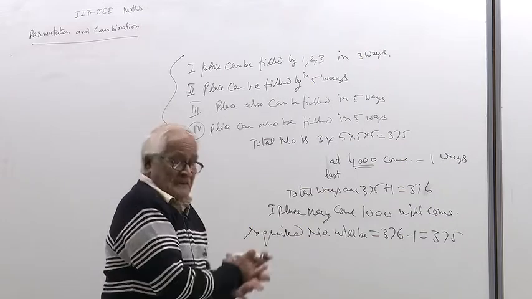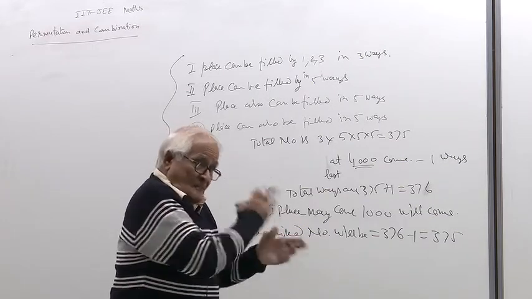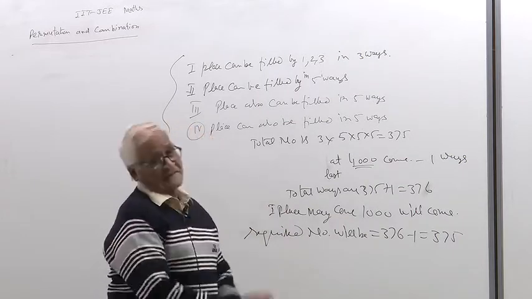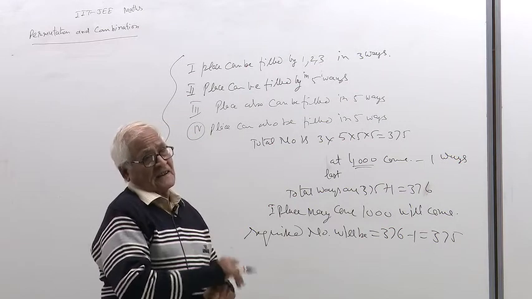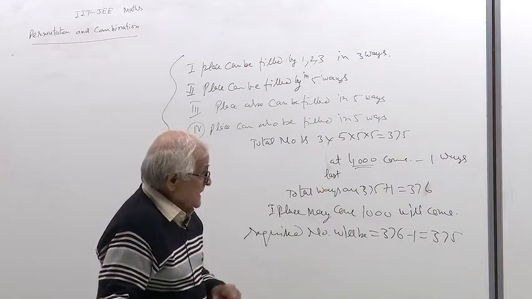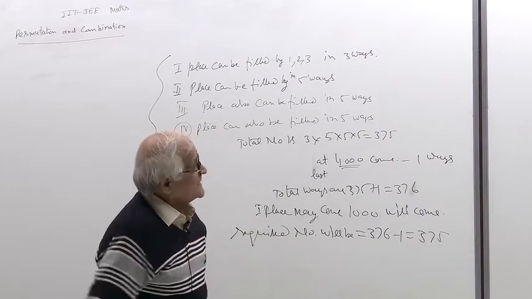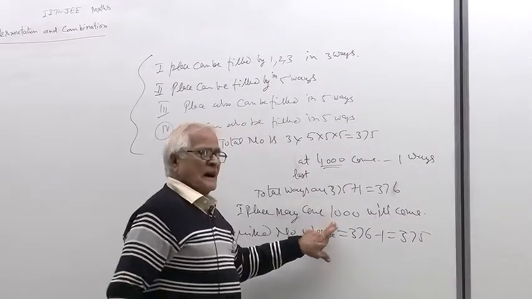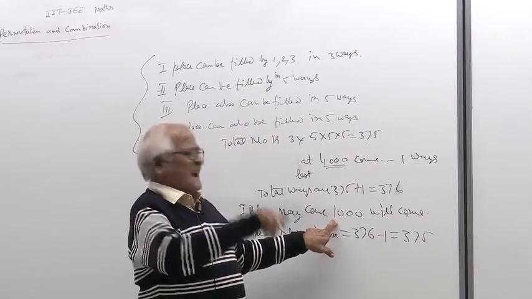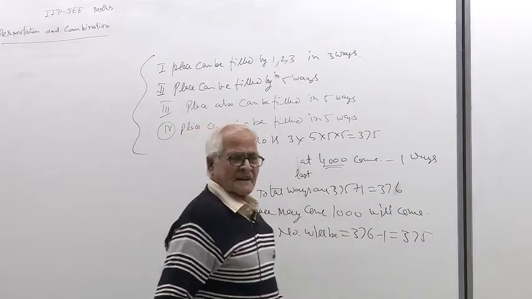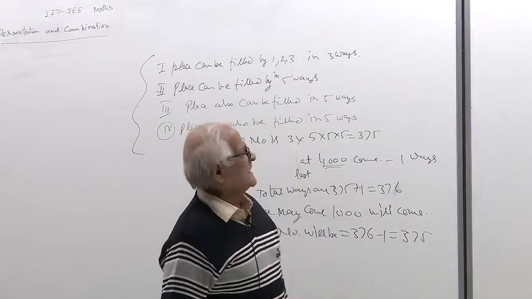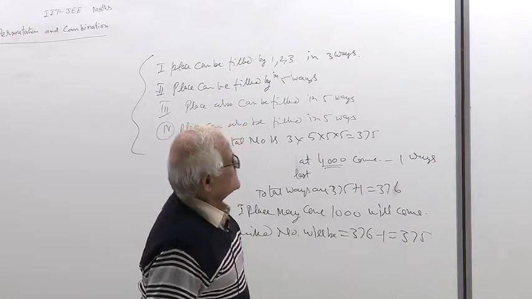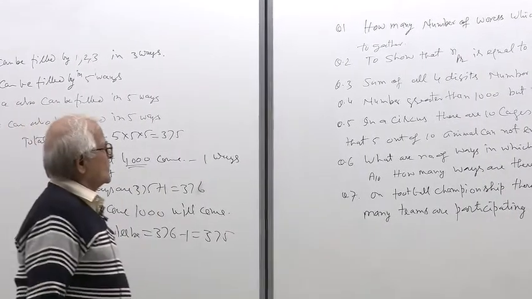If we fix the 1, then 3 digits will come, because the number of digits is repeated. That 1000 will come, so you have to subtract. What he says is that the number should be greater than 1000 and not greater than 4000. Therefore, we have to subtract 1000. In this way, we have the required number, 375. This is the solution to question number 3. Now we come to question number 4.